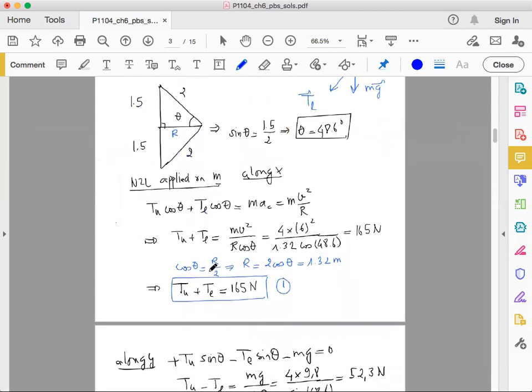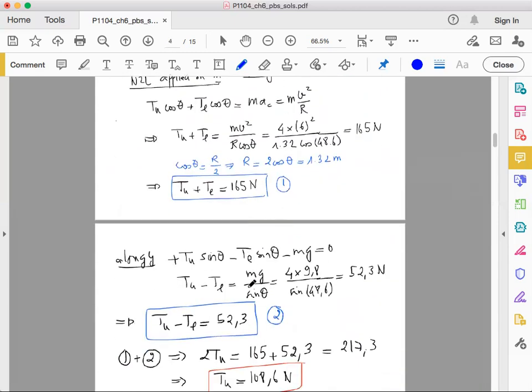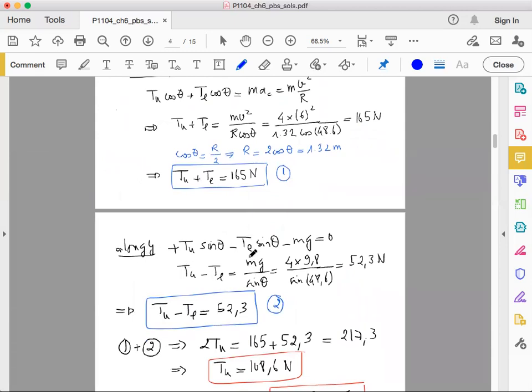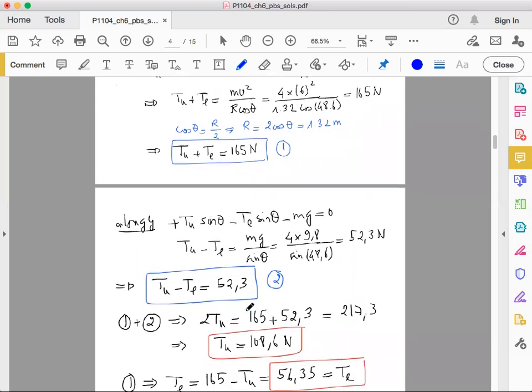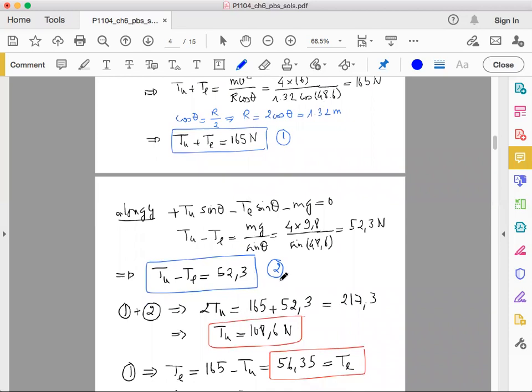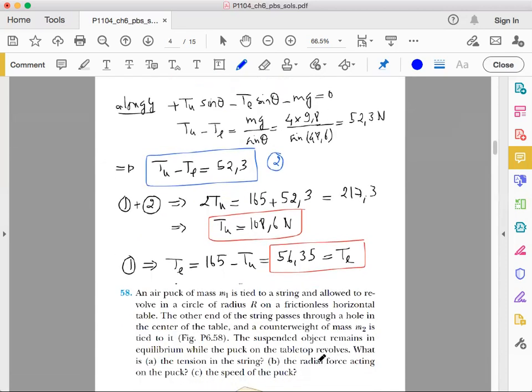So let's see what the values are. Here we have done it. When applying the numerical values, we end up with TU plus TL equals 165 Newton. And from the y equation, we end up with TU minus TL equals 52.3 Newton as well. And so we just make a simple manipulation of these equations. You just eliminate one unknown from the two, so you end up with TU equals 108.6 Newton, and from the first equation you put TU back, and you end up with TL equals 56.35 Newton as well. So that's it for this problem.